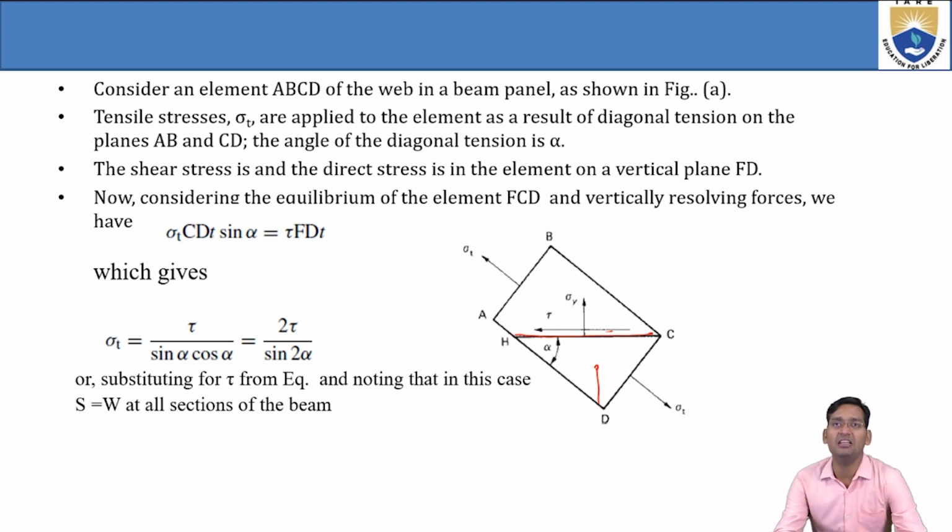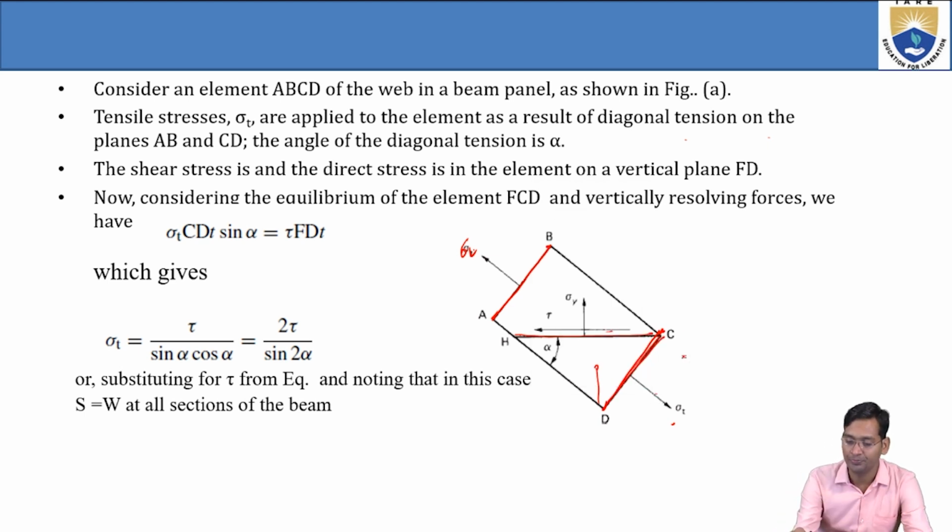Now consider an element A, B, C, D of the web in a beam panel shown in figure. Tensile stress sigma T is applied to the element as a result of the diagonal tension. So sigma T is applied here, on this side and this side, on the planes AB and CD.